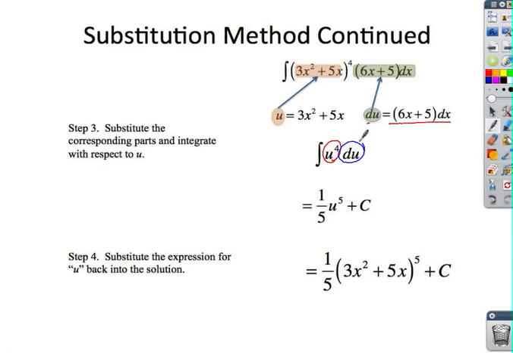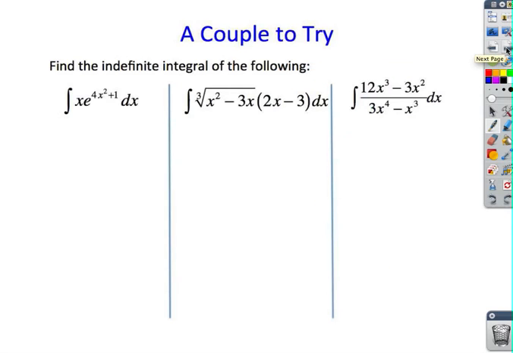And now, obviously, the original question is in terms of x, so we can't just leave our answer in terms of u. All we do is we substitute back into that expression what we originally substituted u for. And u was, if you remember, shown up here. u is actually 3x squared plus 5x. So I can take that and put it back into u. So my final answer in terms of x is 1/5 times 3x squared plus 5x to the 5th, plus c. So that's the substitution method there. We'll have a couple opportunities here for some examples.